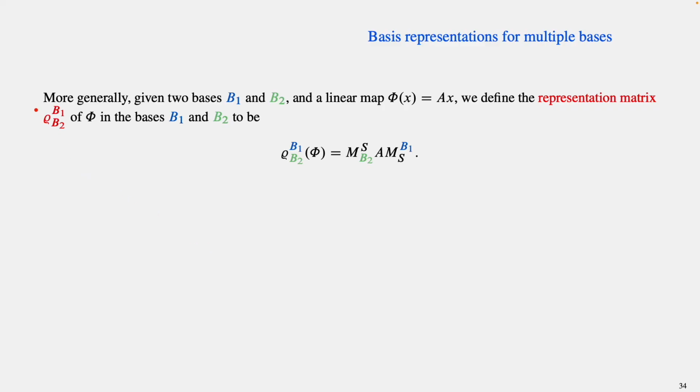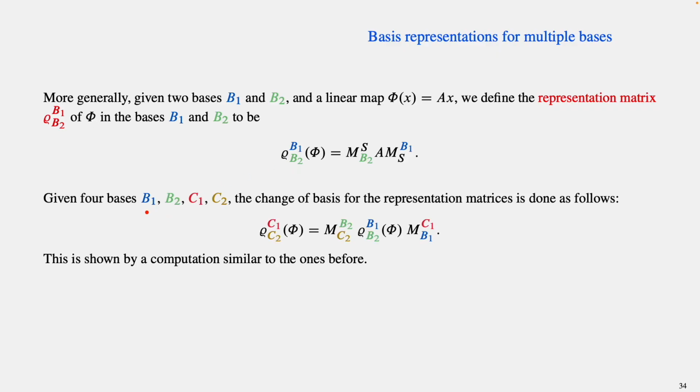And we can crank up the generality even more. So suppose now we're given two bases, B1 and B2, and a linear map phi of x equal to A of x. Then we define the representation matrix rho B1, B2 of phi in the bases B1 and B2 to be rho B1, B2 of phi is M_S,B2 times A times M_B1,S. So this matrix we use if we get as an input a vector represented in basis B1, but as an output want to have a vector represented in basis B2.